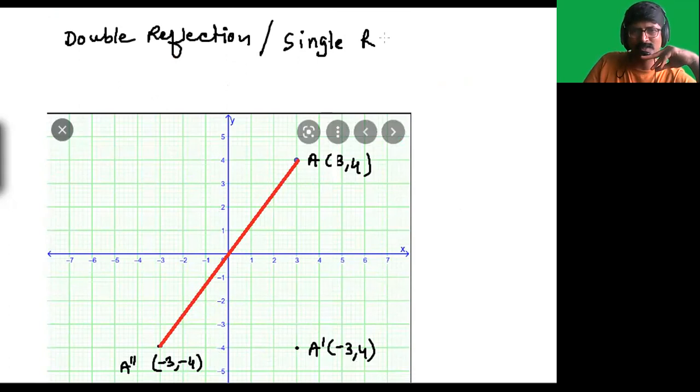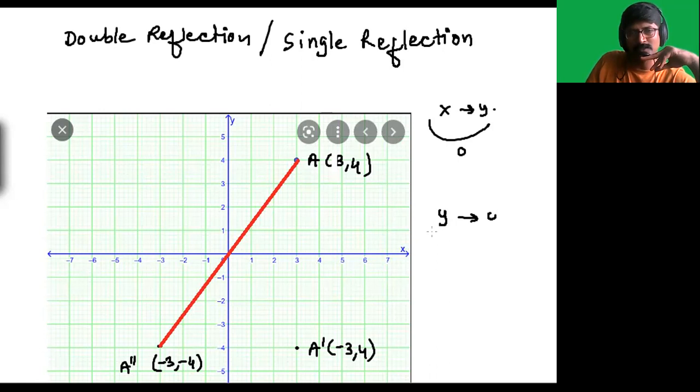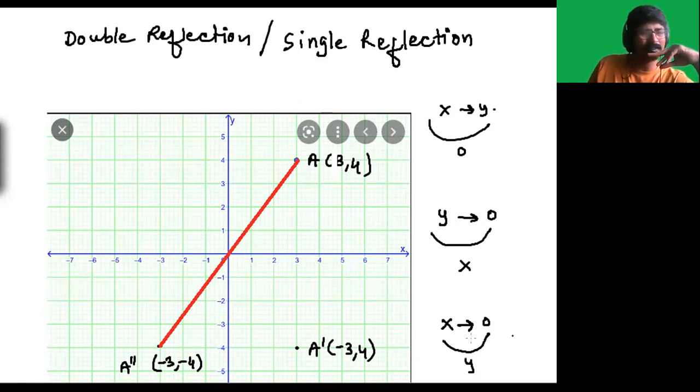Why do I use double reflection and single reflection, guys? Some teachers call it double reflection, some call it single reflection, but the concept is the same. If you're done with X and then Y, the single reflection will be origin. If it's done with Y and then origin, the single reflection would be X-axis. If you're done with X-axis and then origin, the single reflection would be Y-axis. Irrespective of the case, whatever is remaining is the single reflection. If X and Y are done, then origin is remaining, so the single reflection will be origin.